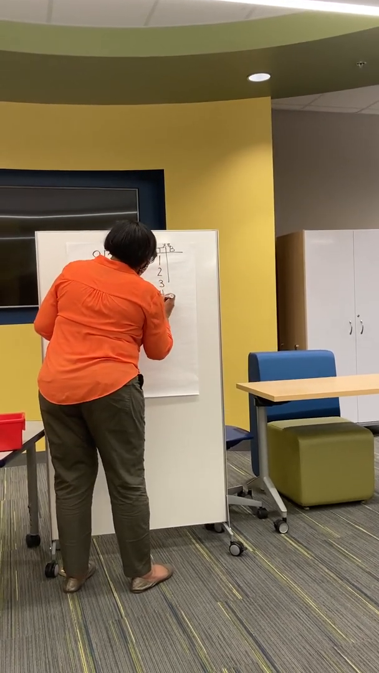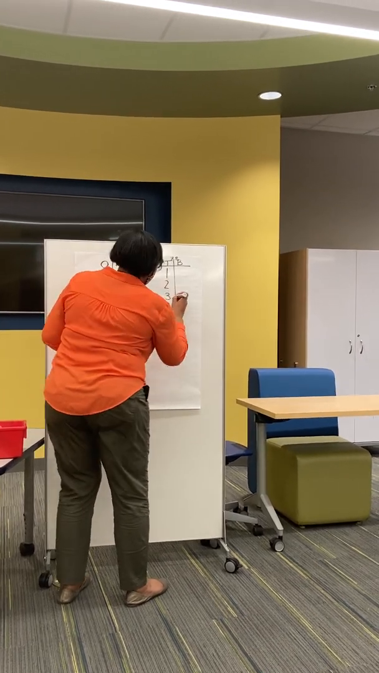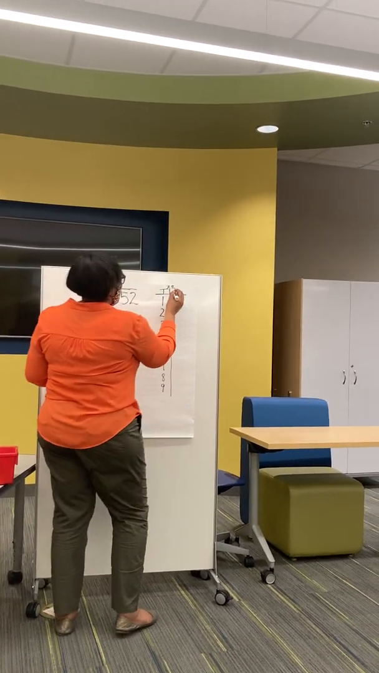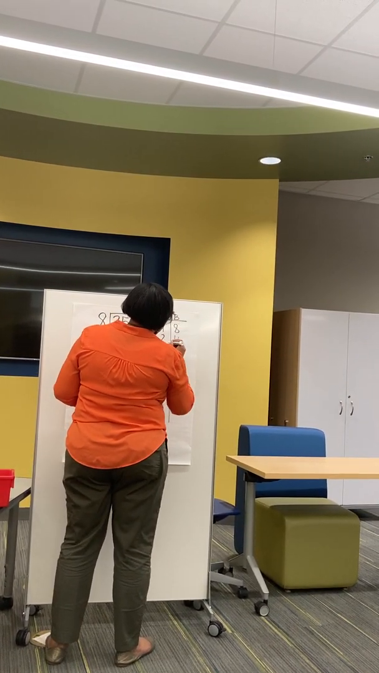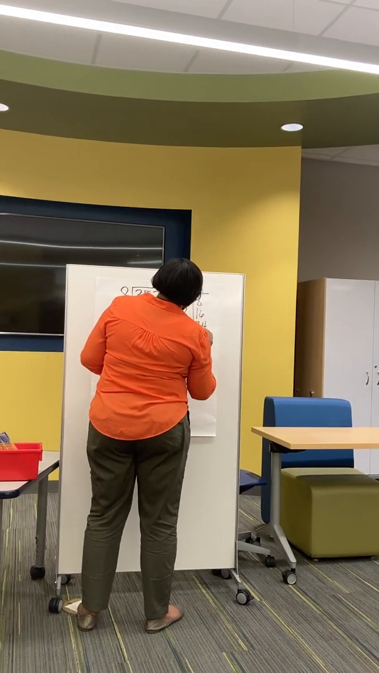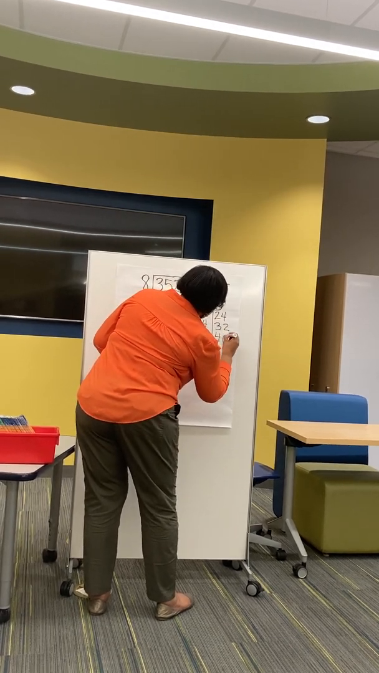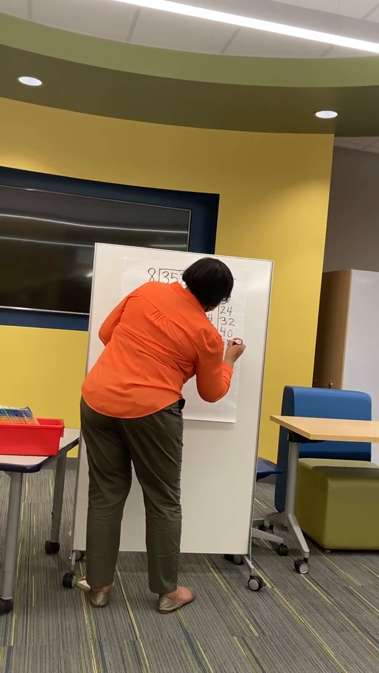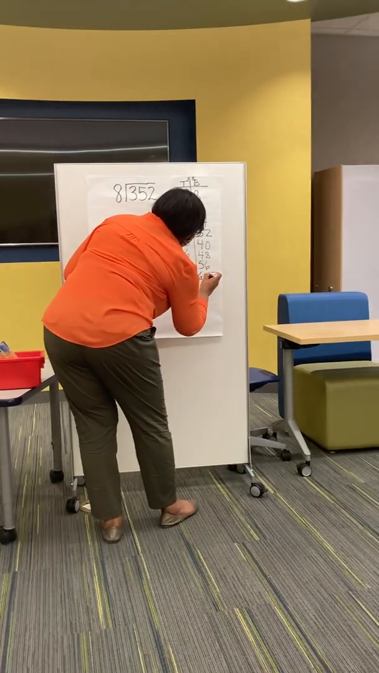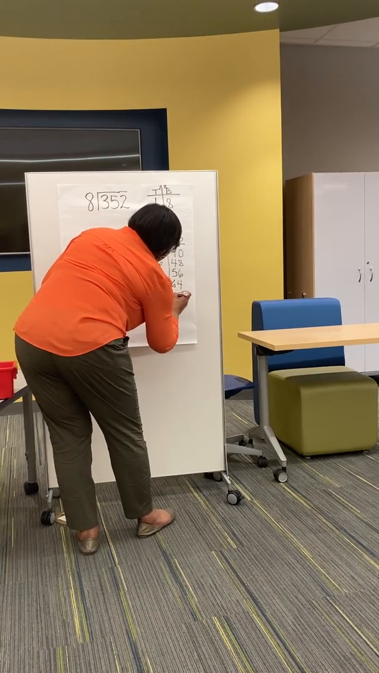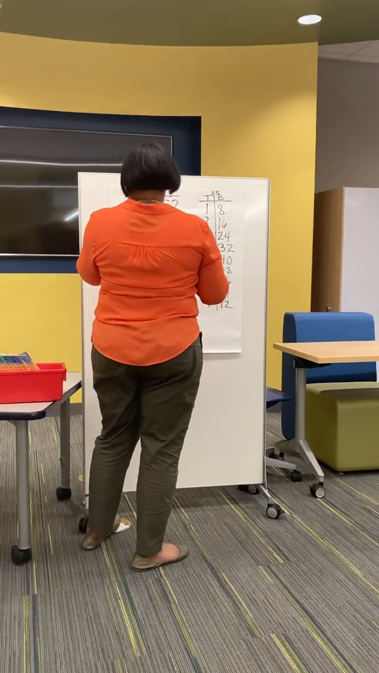Two, three, four. Okay, and now I'm going to multiply. 8 times 1 is 8. 8 times 2 is 16. 8 times 3 is 24. 8 times 4 is 32. 8 times 5 is 40. 8 times 6 is 48. 8 times 7 is 56. 8 times 8 is 64. And 8 times 9 is 72. Okay? So these are our factors of 8.